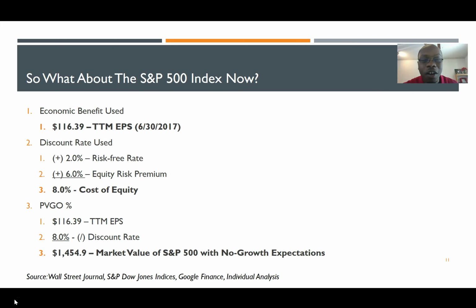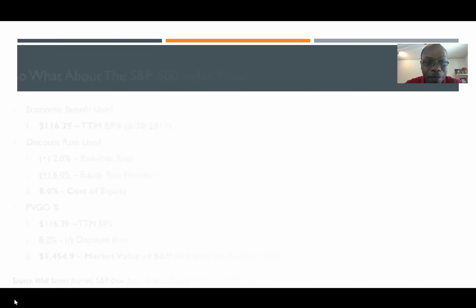Trailing 12 months earnings per share is about $116. We're just going to use the 8% cost of equity. I'm just going to run with that for right now to simplify this. And for the PVGO percentage, first we need to find the no growth expectations, the expected value if no growth was ever there. So you take 116, you divide it by the discount rate of 8%, and you get $1,455. That's the no growth value of the S&P today.